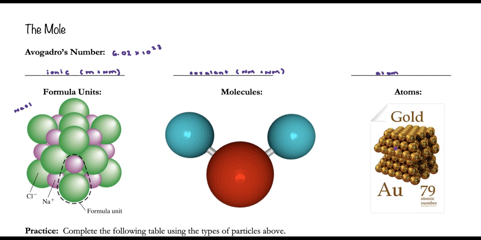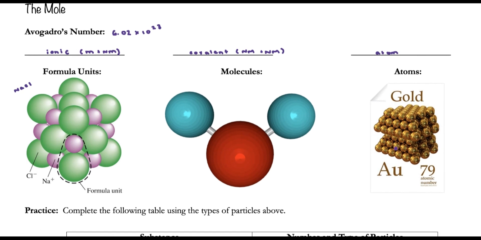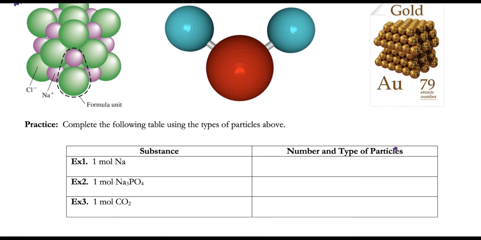All right, so this number, Avogadro's number, shows us just how huge the number of formula units, molecules, or atoms are going to be. Why? Because those formula units, molecules, and atoms are very small. So let's practice with this. If I have 1 mole of sodium, what that tells me is that I have 6.02 times 10 to the 23rd, well, what? Well, if it's just sodium all by itself, then that's going to be atoms.